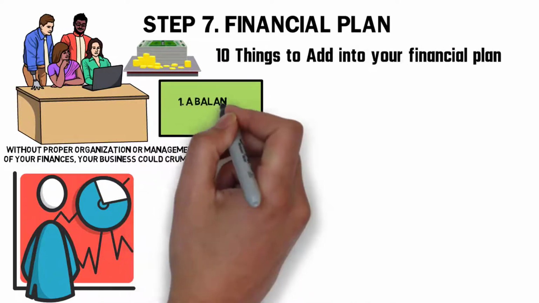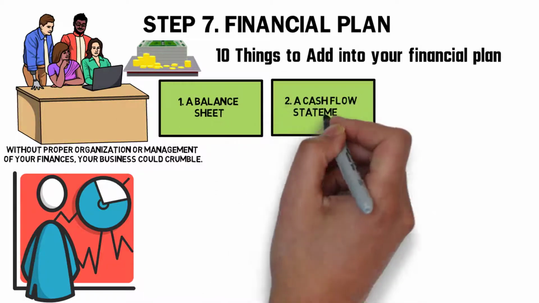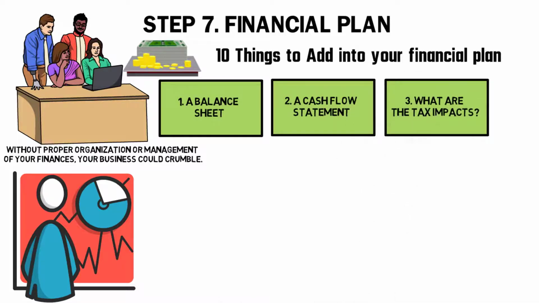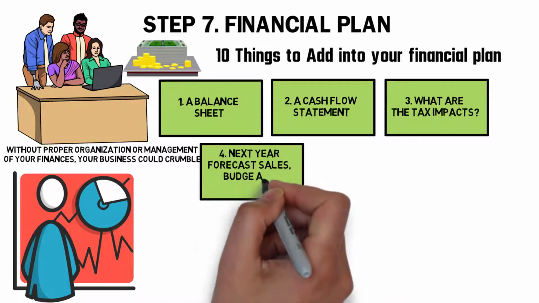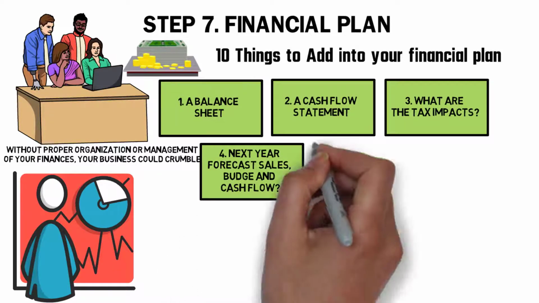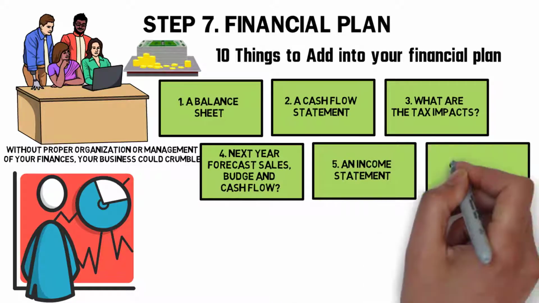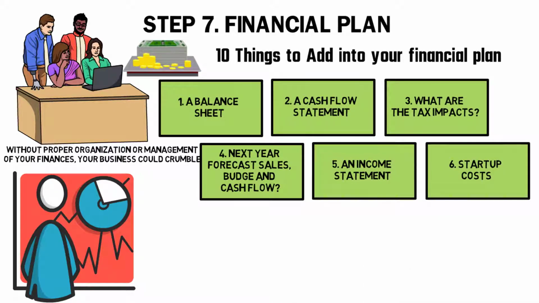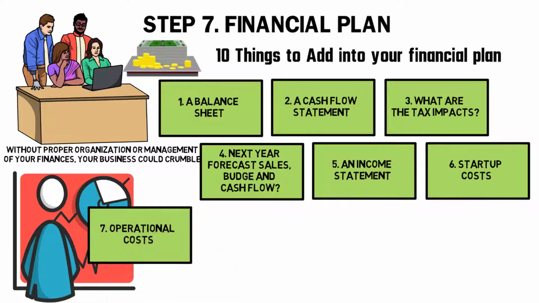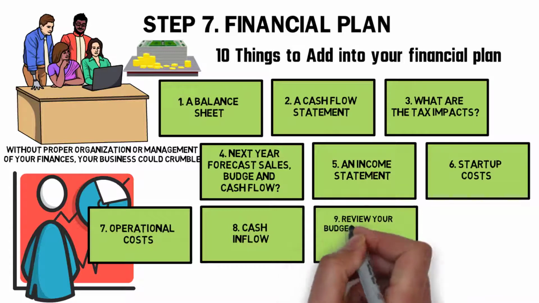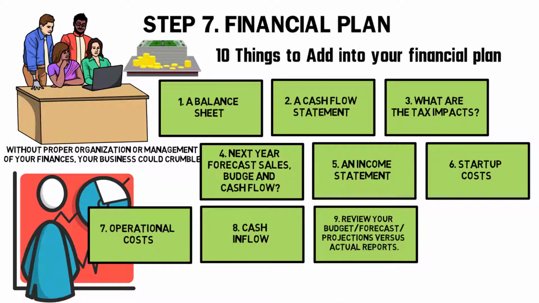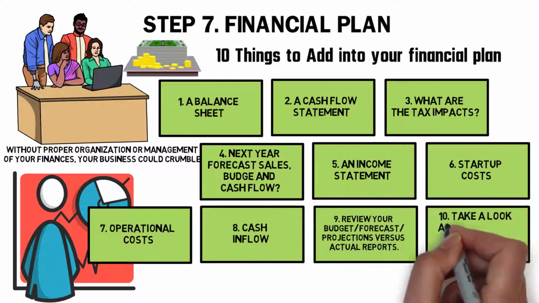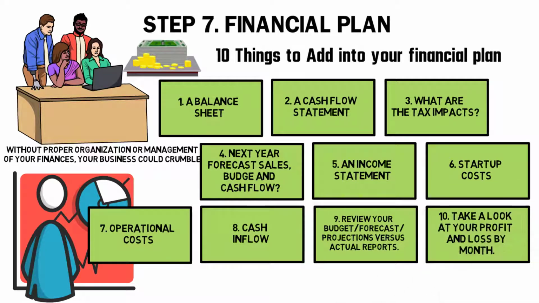1. A balance sheet. 2. A cash flow statement. 3. What are the tax impacts? 4. What about next year's forecast sales, budget, and cash flow? 5. An income statement. 6. Startup costs. 7. Operational costs. 8. Cash inflow. 9. Review your budget/forecast/projections versus actual reports. And 10. Take a look at your profit and loss by month.